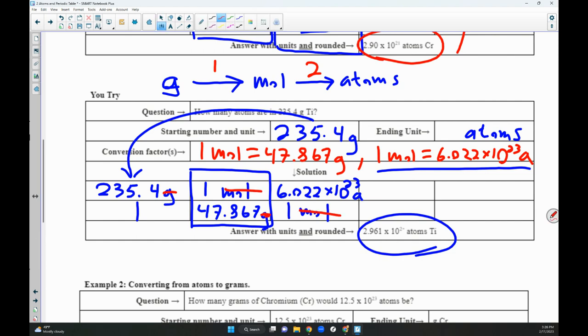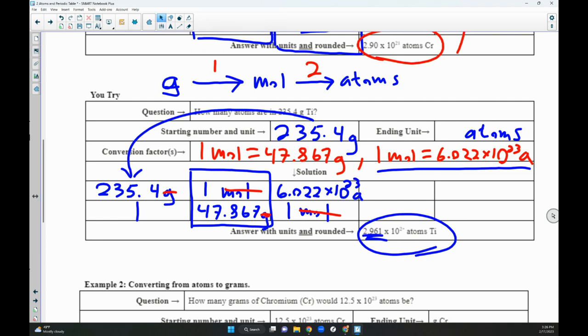Now I can cancel moles out, and I'm at my last step where I'm going to multiply 235.4 by 6.022 times 10 to the 23rd, and then I'm going to divide by 47.867, and the answer that I should get here is 2.961 times 10 to the 24th atoms. And you'll notice that my answer should have 4 significant figures there. So that is the you try for example number 1.